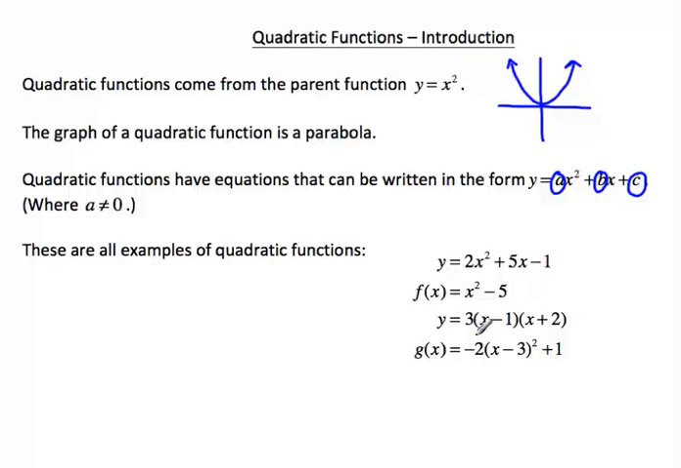For the third one, y is equal to 3 times x minus 1 times x plus 2, it might not be immediately obvious that this is a parabola or that it can be written in this form, but if you FOIL it out, you'll see that you get this kind of equation. And so this is a quadratic function as well. We'll see shortly that this is written in x-intercept form as it is here. The last one, g of x is equal to negative 2 times x minus 3 all squared plus 1, can also be expanded and written in this form. This is called vertex form, as we'll see shortly. So these are all quadratic functions, and their graphs would all be parabolas.